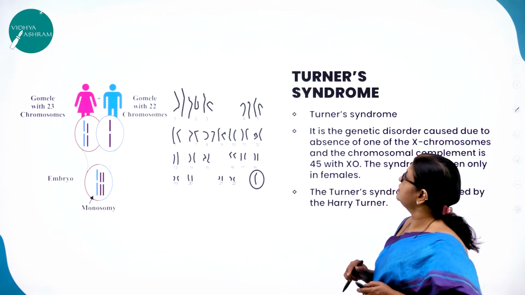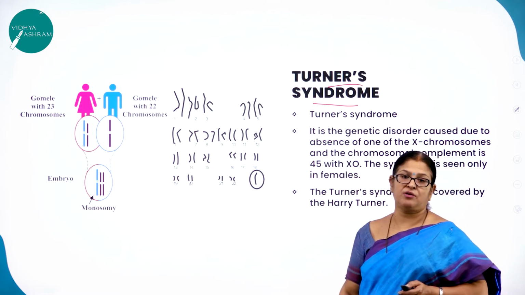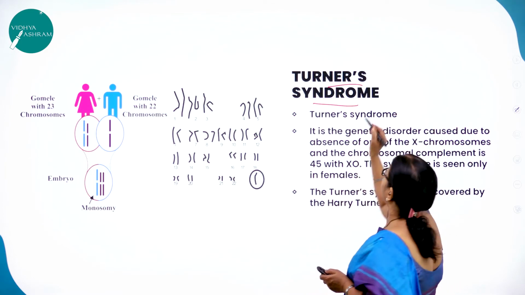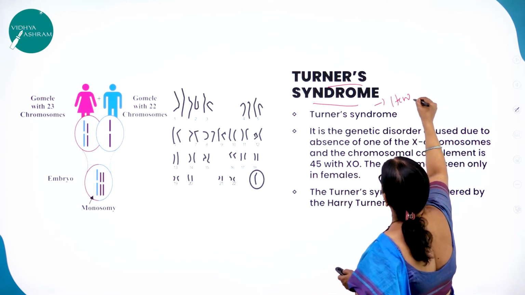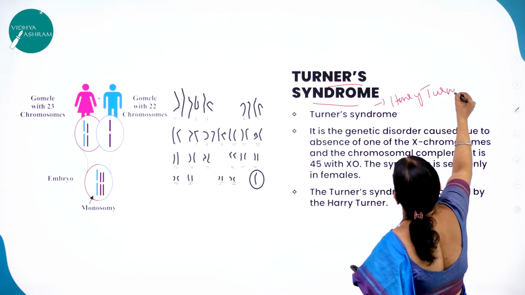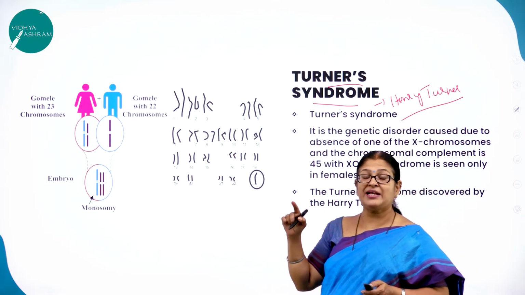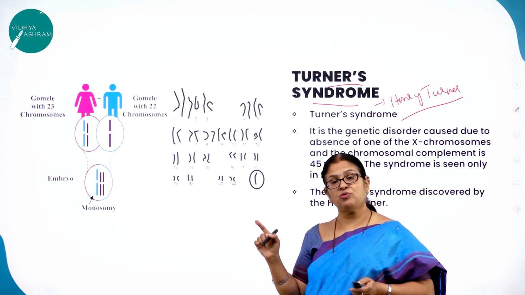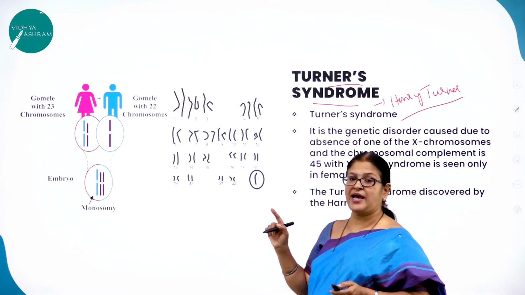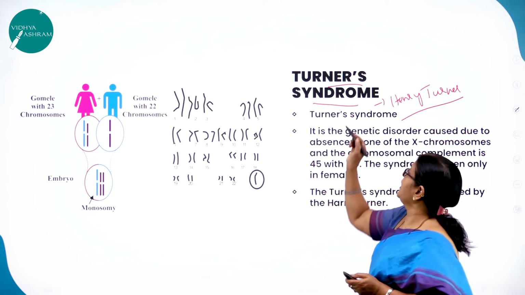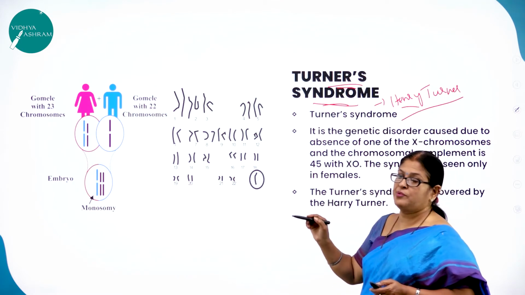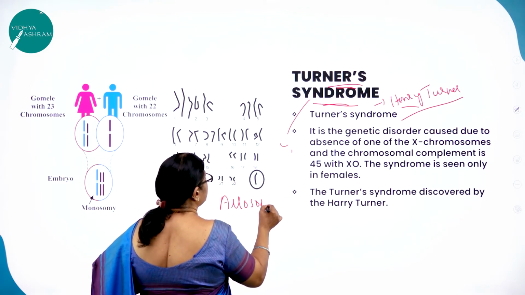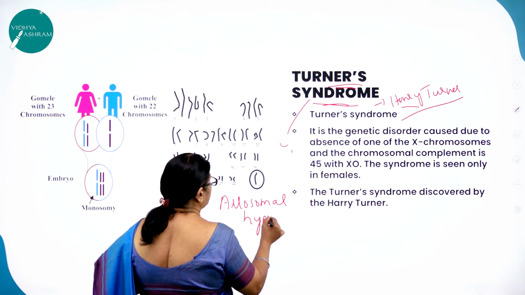Now let us see the next very important one, called Turner's syndrome. This was first time discovered by Henry Turner. Langdon Down discovered Down syndrome, and Harry Klinefelter discovered Klinefelter syndrome. Here, Henry Turner, hence the name Turner syndrome. And this is an example for allosomal hypoaneuploidy.